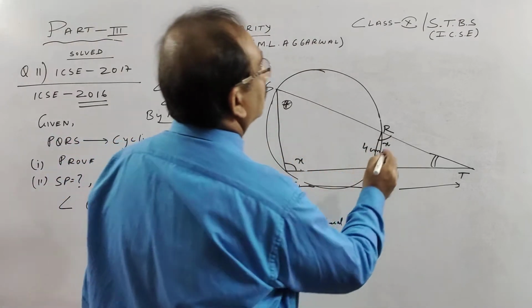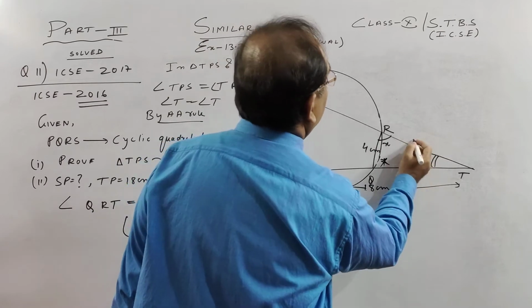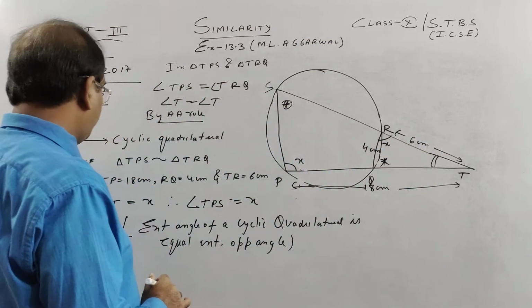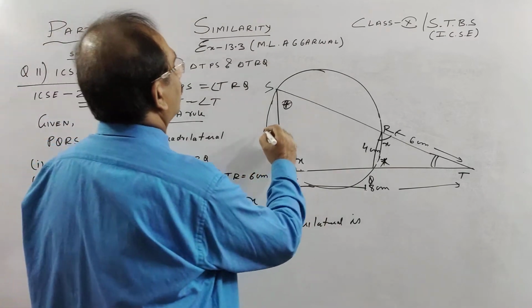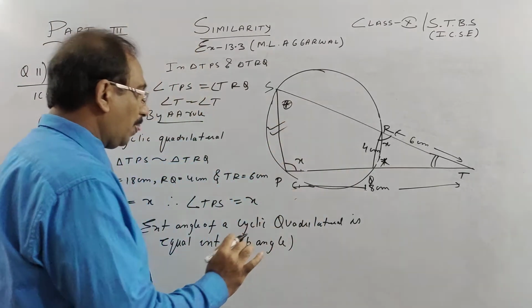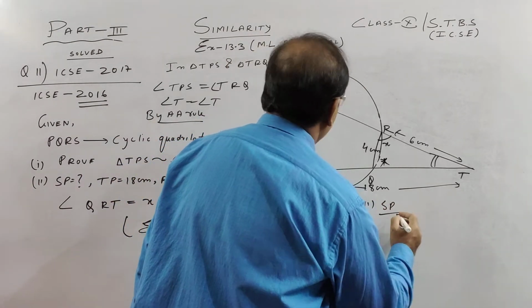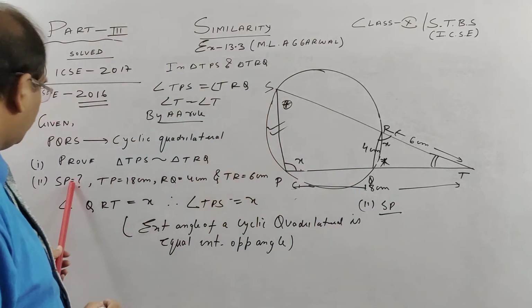And TR is 6. TR is 6 centimeter. Now see, we have to find SP, this one. So see, once we have proved similar, the corresponding sides are proportional. SP, let me write what we have to get here.